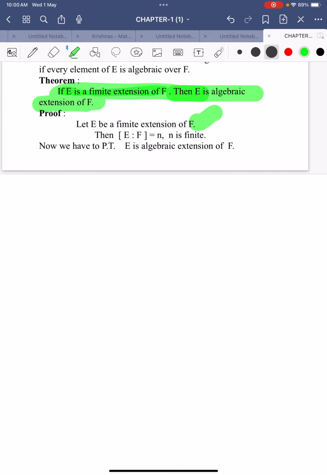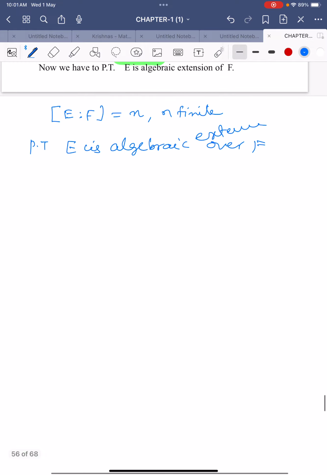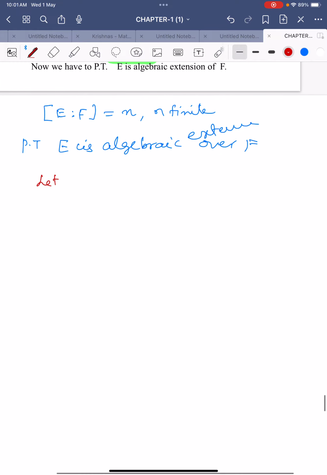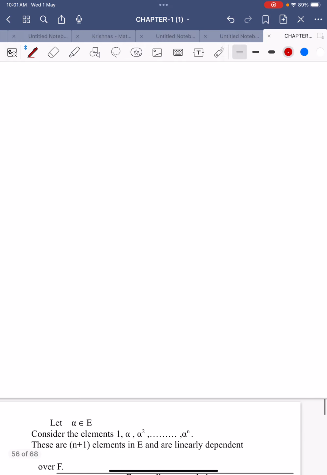Let capital E be the extension field of capital F, and define the dimension of E over F is equal to n, where this n is finite. We have to prove that capital E is algebraic over capital F, or algebraic extension of capital F. Both are same. To prove that, let us take an element alpha belongs to capital E. Since E is field, then obviously 1, alpha, alpha square, and so on, alpha power n. These are elements corresponding to the element alpha.